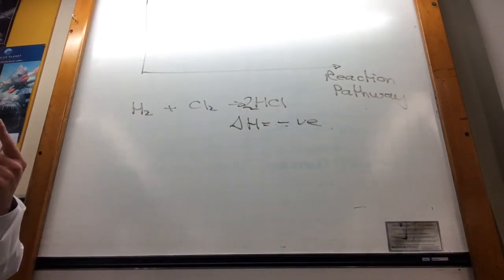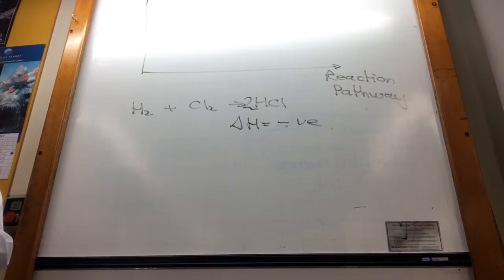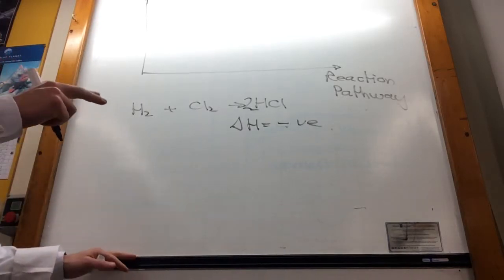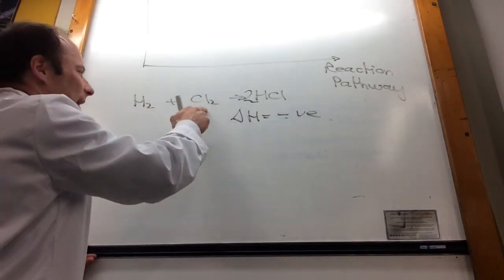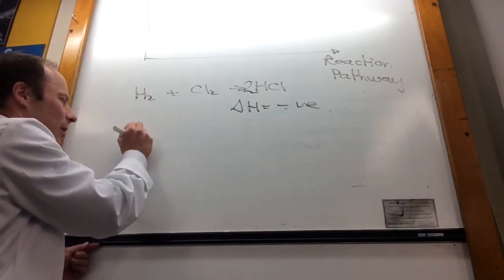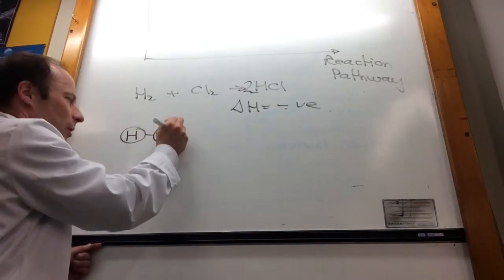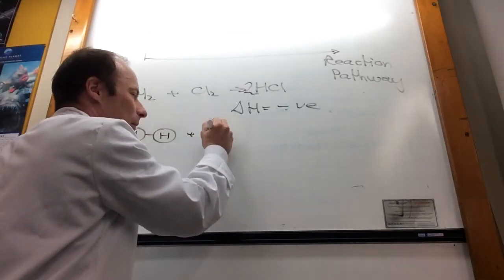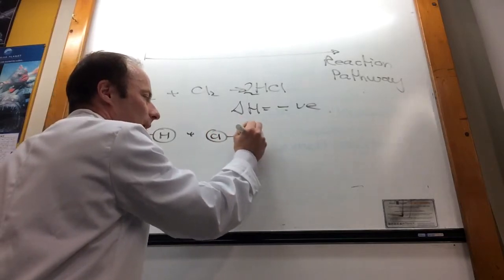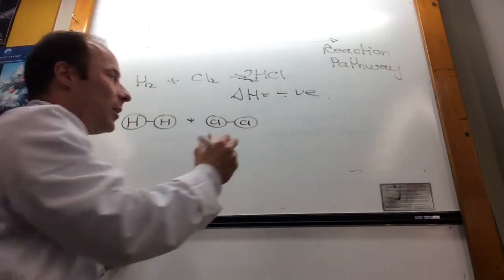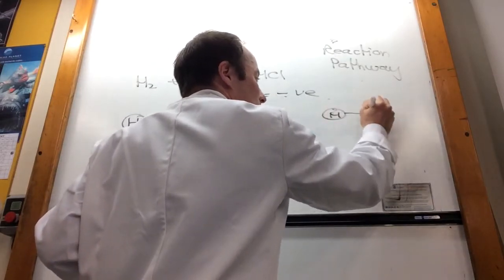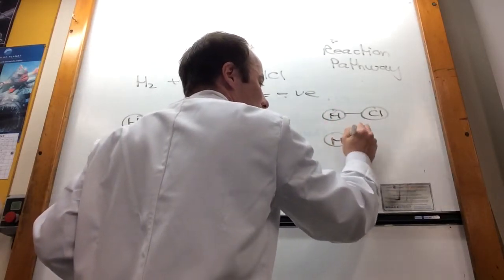Well, we're going to look at doing some calculations that we can show that that's an exothermic reaction. But I want to just talk you through the process of what's actually happening. Down here, I'm going to draw, I start with 2 hydrogens combined together. They are reacting with 2 chlorines combined together, like so, to give me 2 HCl, like so.